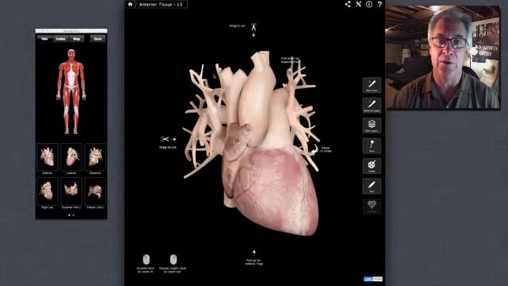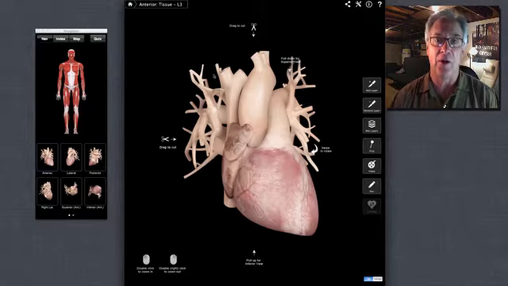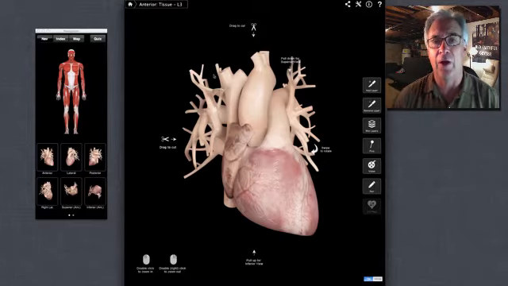The second video is going to have to do with some of the internal features, and then the third video is going to be on the cardiac cycle. So we'll break them into small little pieces so that you can study them a little bit more effectively. So let's go ahead and get started on this one.